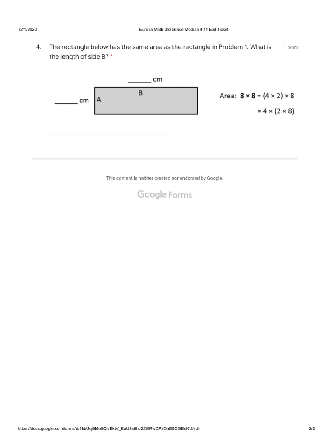Continuing with that same problem, number 4 says the rectangle below has the same area as the rectangle in problem 1. What is the length of side B? So we know that the side A length is 4 centimeters. Right here, this is side A. 2 times 8 is side B, so that is 16. 2 times 8 equals 16. The answer is 16 centimeters.